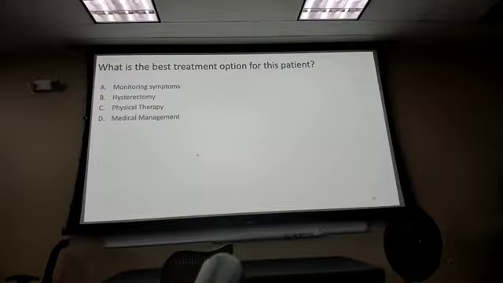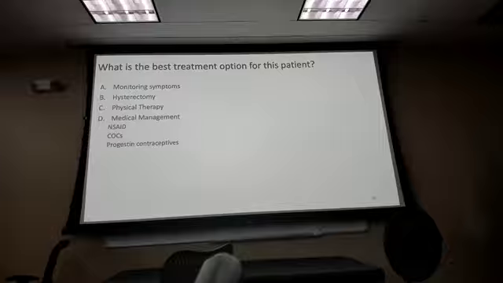So what is the best treatment option for this patient? She's pretty young, right? We probably don't want to do a hysterectomy. Physical therapy, there is such a thing as vaginal physical therapy, but not for endometriosis, so probably not going to help her. Do we do medical management for this patient, or do we just say, we're going to monitor you, come back in another 6 months? Yeah, probably medical management, right? Because she's already been dealing with this for a period of time, right? So probably medical management. So we give anti-inflammatories, we give combined oral contraceptives. We could provide progestin contraceptives as well.